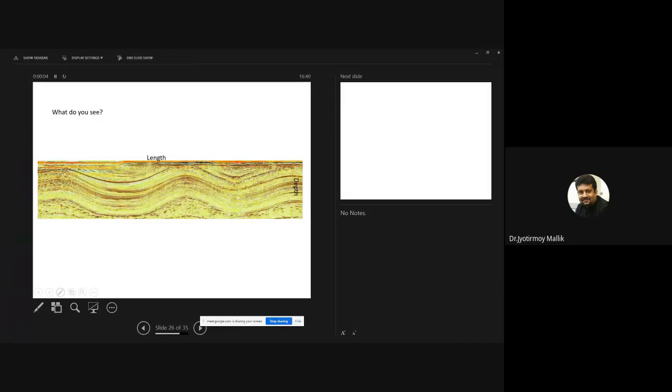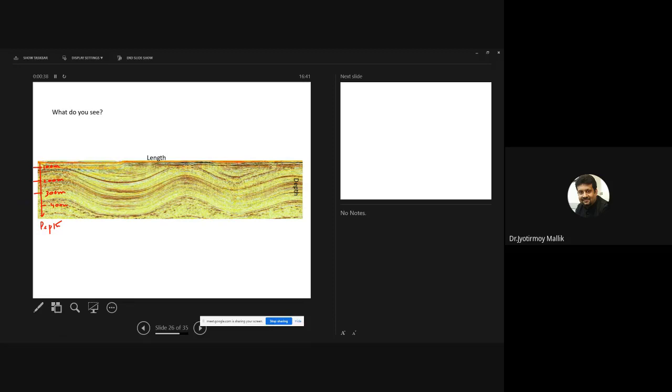Let us say it's a depth domain image. So this vertical axis is depth, and then suppose I have a depth scale associated with it. This is 100 meter, 200 meter, 300 meter, 400 meter, and so on and so forth.